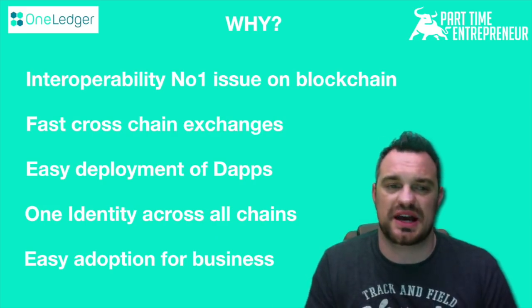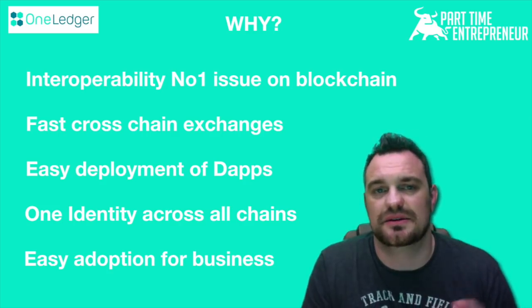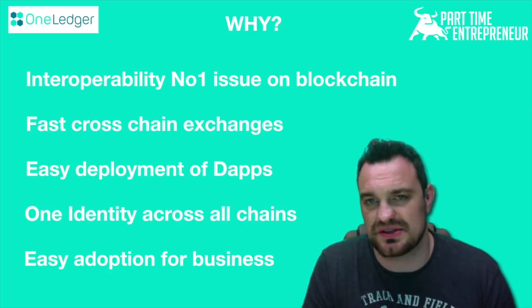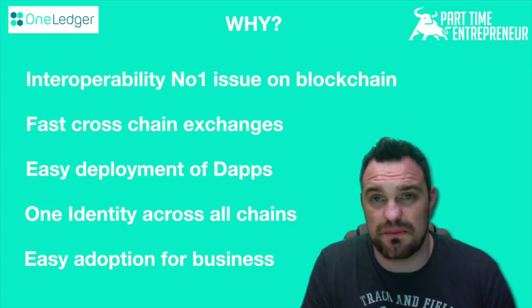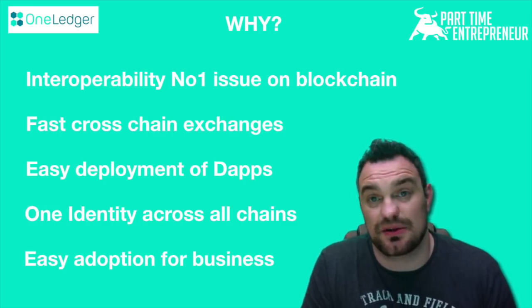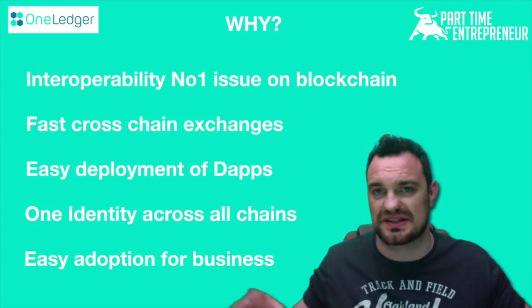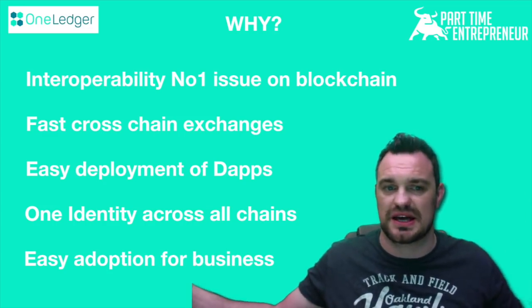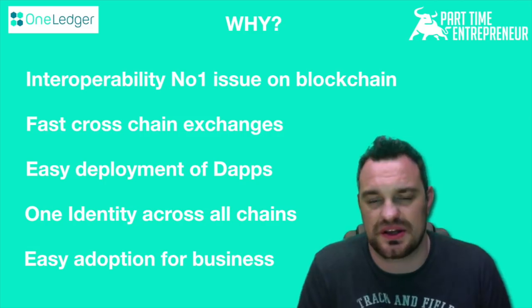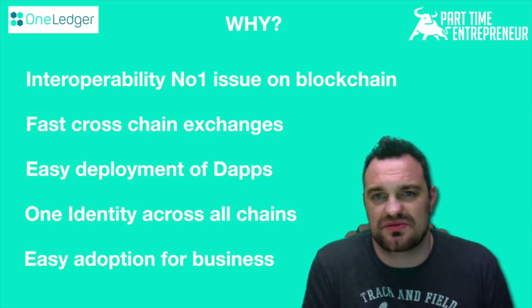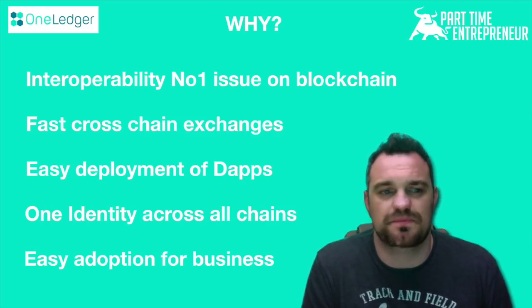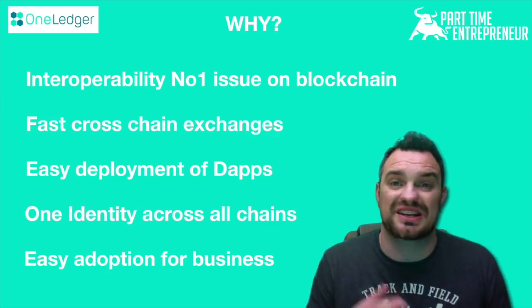A lot of people will say that the scaling problem with Ethereum is one of the biggest issues at the moment, and potentially it could be, but I really think it's interoperability. That is the number one issue with blockchain at the moment, because there's all of these separate blockchains being built and nothing's really talking to each other. And OneLedger is really starting to look at this problem. There's also the fast cross-chain exchanges as well.